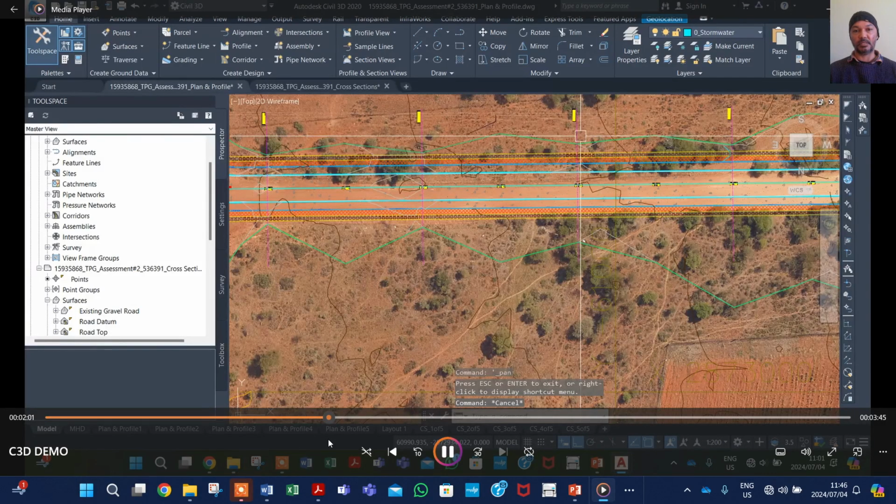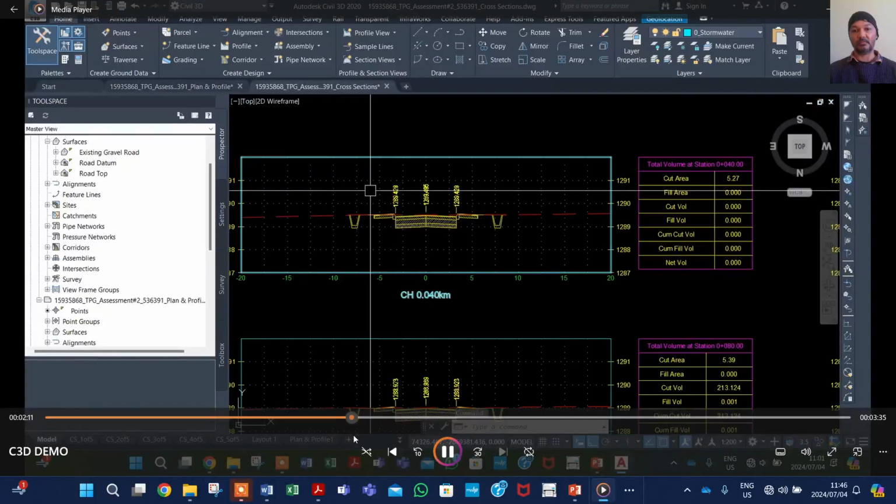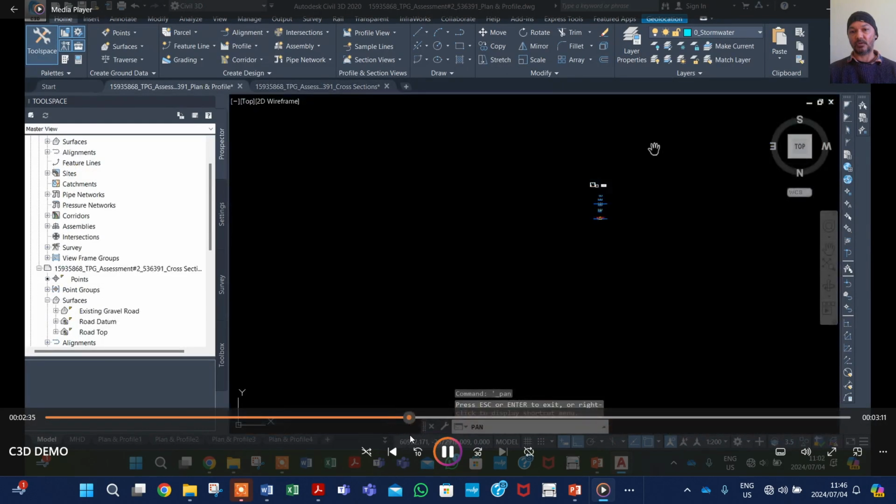I then took sample lines at 40 meter intervals, which generated my cross sections at those intervals. There, I created a datum level and a top level, which enabled me to calculate the cut and fill volumes as I progressed around the road along those chainages.